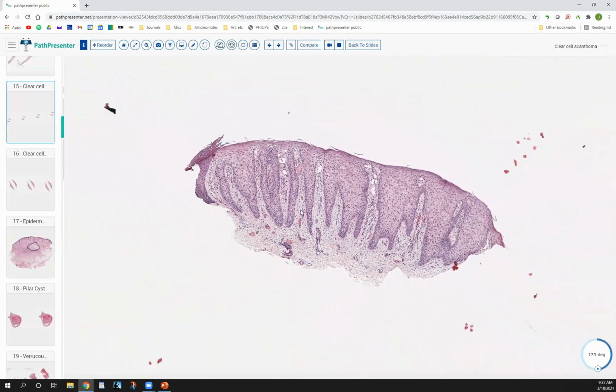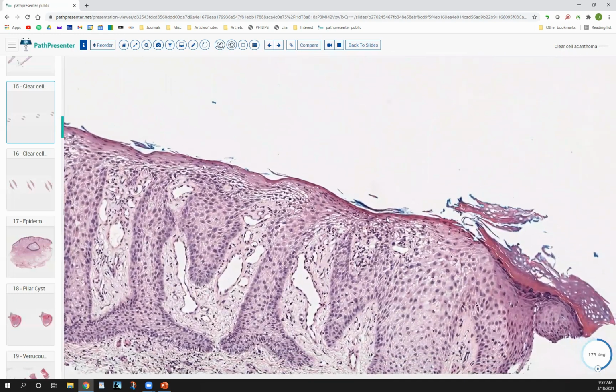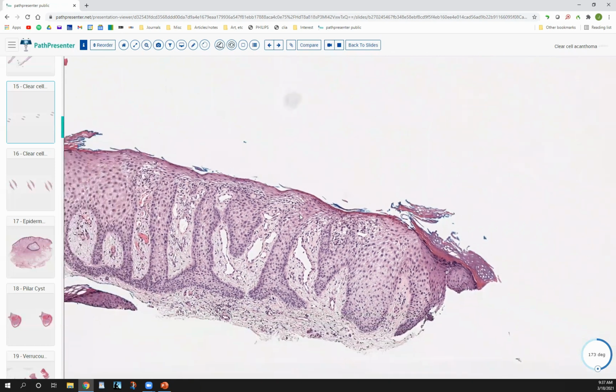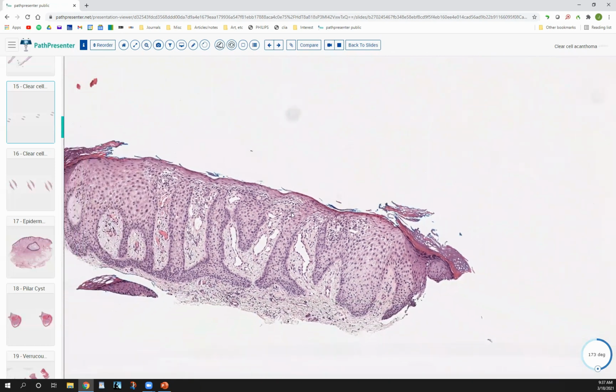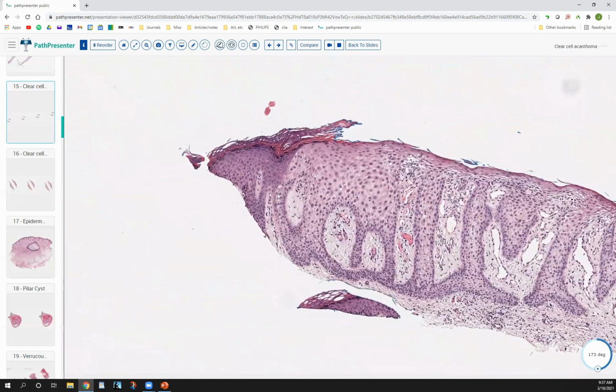And then you may see a few neutrophils in the scale, not always, but sometimes you can catch a few neutrophils. When I was training, I used to mistake this for psoriasis actually. But this field right here is really the key. You see this sharp demarcation between the normal epidermis and the lesion, which is a clear cell acanthoma.